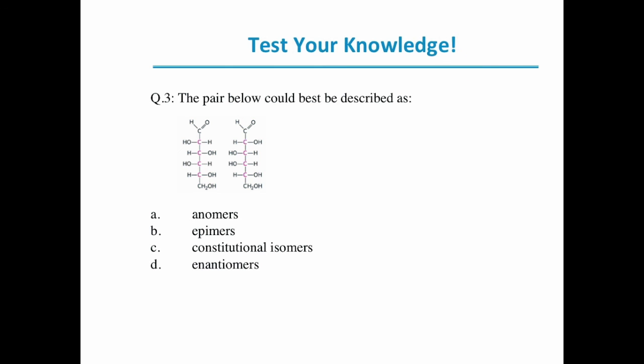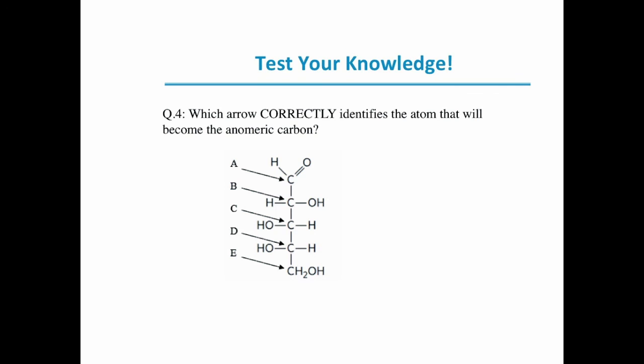Question 3. The pair below could best be described as A, anomers, B, epimers, C, constitutional isomers, or D, enantiomers. So compare the two in each carbon in red and determine what's different. And finally, which arrow correctly identifies the atom that will become the anomeric carbon when this cyclizes? And as an extra challenge, could you draw the structure that would result from that cyclization?